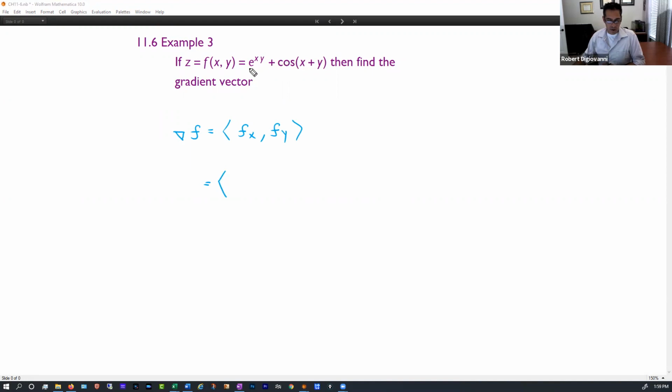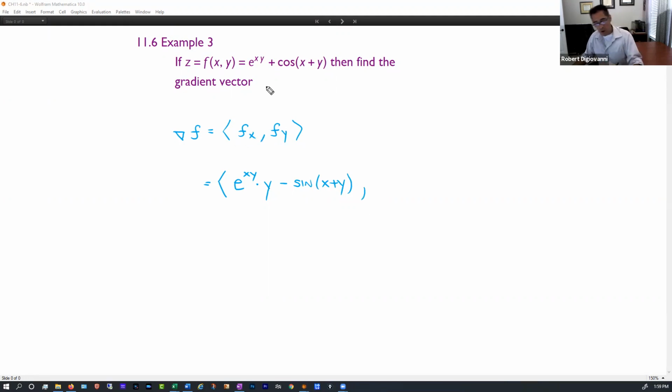We do the derivatives of these separately. Derivative of e to anything is itself, times chain rule, derivative of the exponent with respect to x, which means we treat y like a constant, so our answer there should be y. Plus, now the derivative of cosine, oops, maybe I should make that minus then. Minus sine of x plus y, but then the chain rule says now times the derivative of the inside with respect to x, which is just 1. So I actually don't need that dot. That's the partial of f with respect to x.